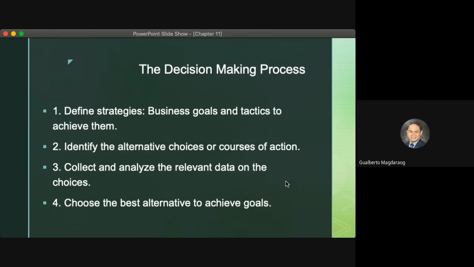Kasi pagkalista mo, sa isang choice na yon, maraming mga data na pwedeng makasama pero hindi lahat magagamit. So doon ka lang sa data na magagamit or merong impact or merong bearing dun sa choice na yon. Kung wala naman, wag mo nang isama yung data na yon para hindi nakakagulo. Okay? And then choose the best alternative to achieve the goals.